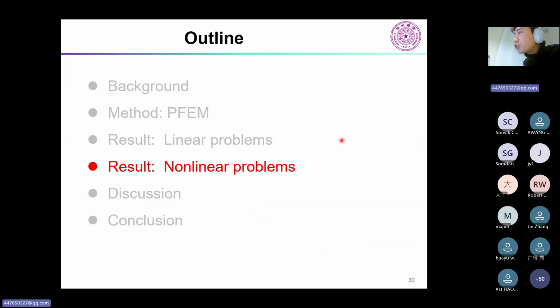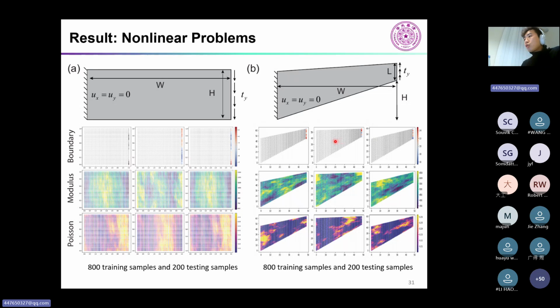The second problem I want to show you is the nonlinear problem. There are two nonlinear problems. The first one is the beam problem. The second one is the very famous Cook membrane problem. Why do we use the beam problem? Because we can verify this idea compared to FNO, because FNO is very suitable for solving regular geometry problems. We fix the geometry and we change the boundary condition, modulus, and Poisson ratio in this question.